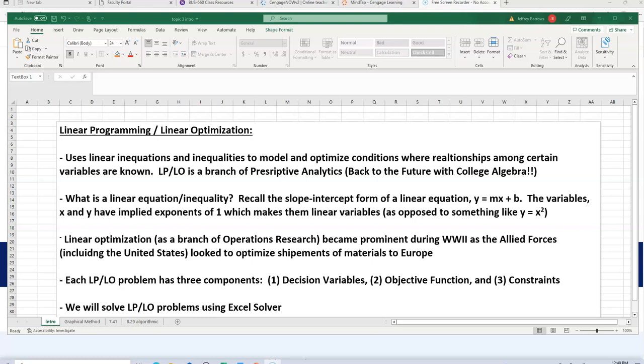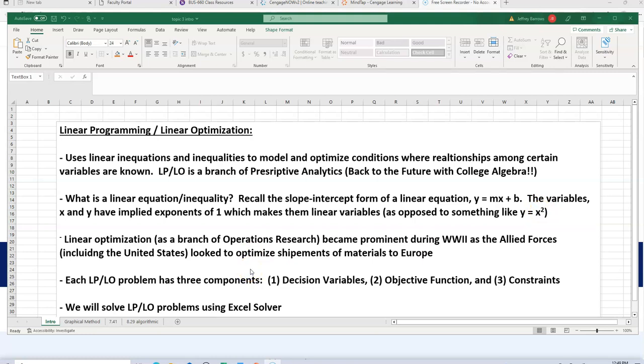Let's talk about what it means for an equation, or an inequality, to be linear. And I said here in the second bullet, remember from algebra, we have this thing called the slope-intercept form, the linear equation y equals mx plus b. And in y equals mx plus b, the two variables here are x and y. And if you notice, the implied exponents on x and y are both 1, which makes them linear variables, as we say here. As opposed to something like y equals x squared, where this is a quadratic variable, not a linear variable.